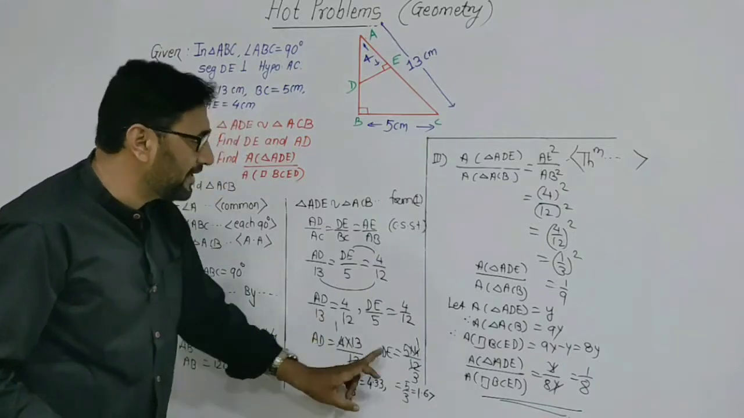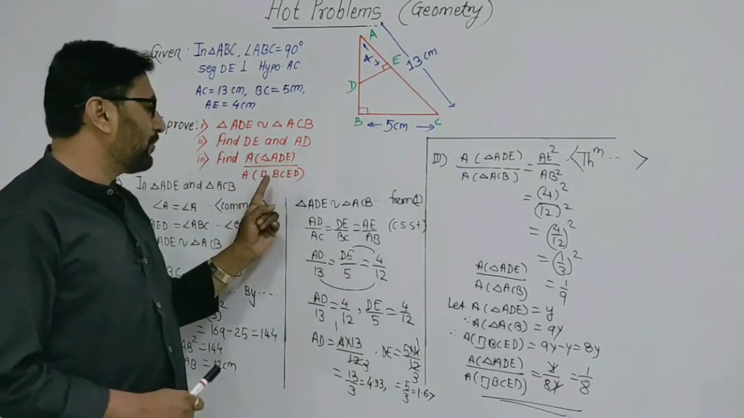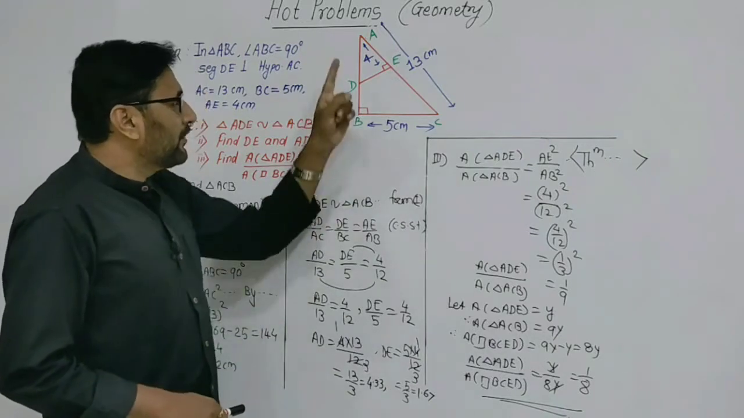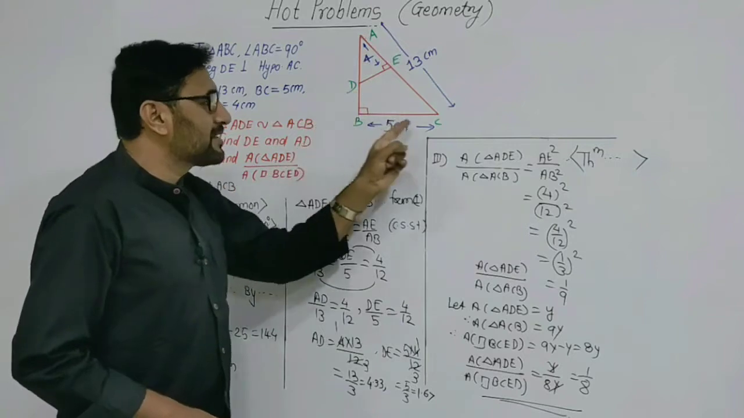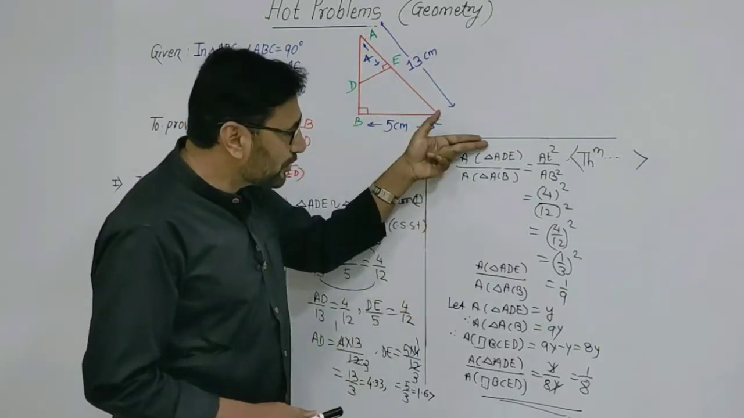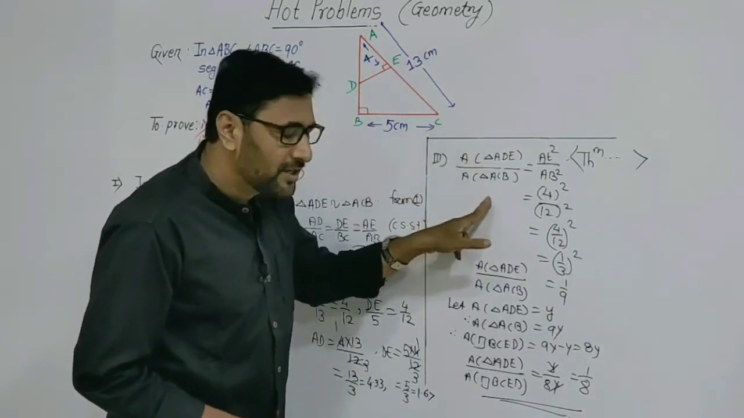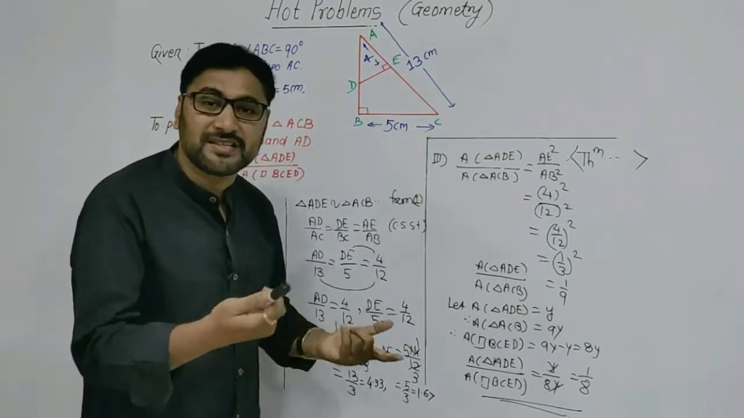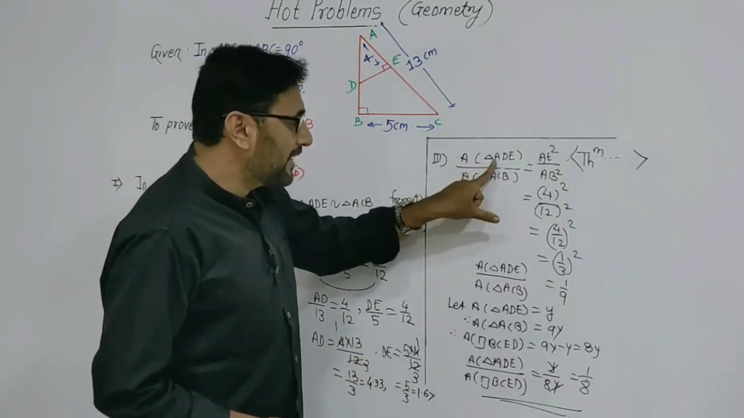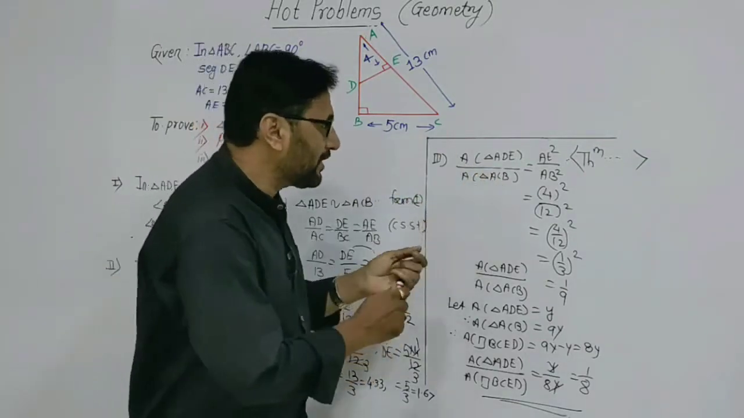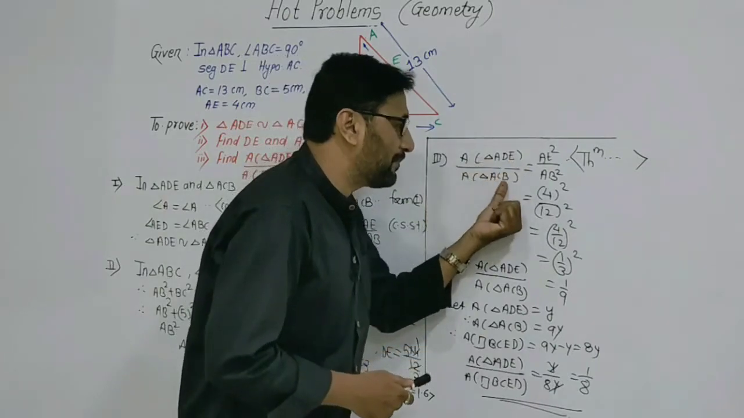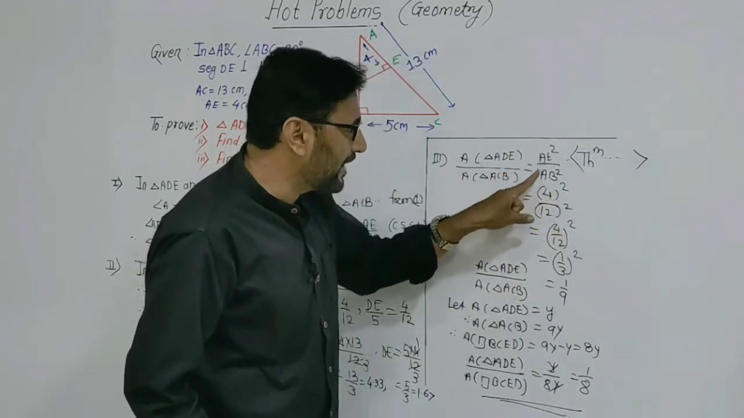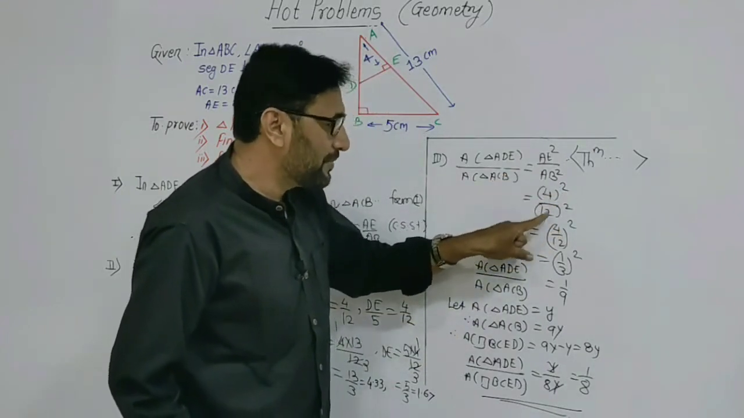After finding AD and DE, we have to find area of triangle ADE upon area of quadrilateral BCED. You know, before that, if you know these two triangles are similar, while taking the ratios of areas of these two triangles, you will take a ratio of squares of corresponding sides, because this is the theorem. If triangle ADE is similar to triangle ACB, you will take AE square upon AB square, theorem on areas of two similar triangles, because we know AE and AB. AE is 4, AB is 12.